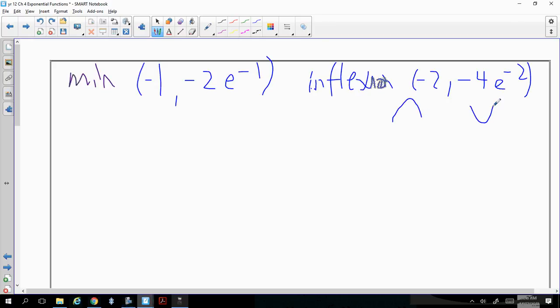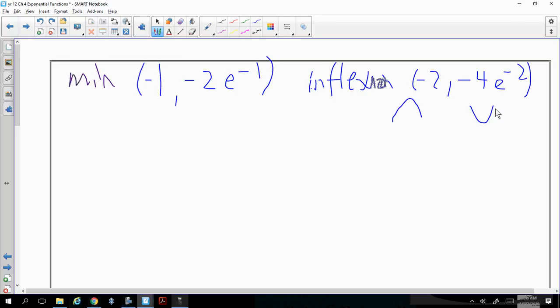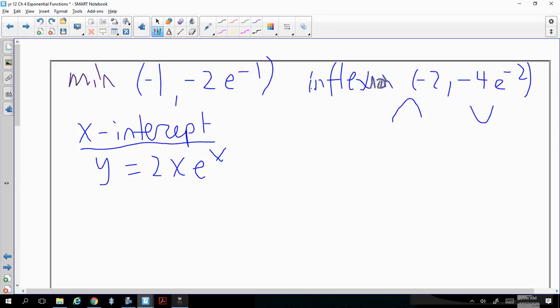So we have y equal to x e to the power x. To find the x-intercept, make y 0. Put 0 there, like this. So therefore, either x is 0 or e to the power x is 0. x is 0 means x is 0, and again, hopefully you remember, e to the power x equal to 0 has no solution.